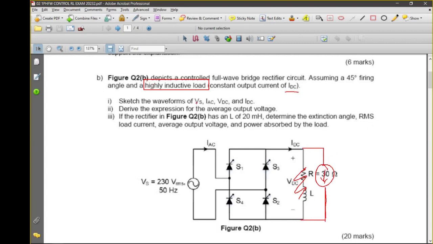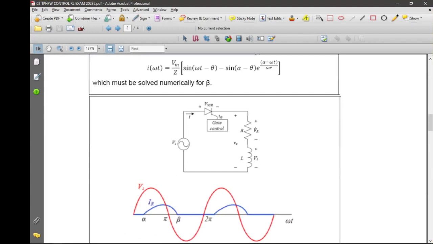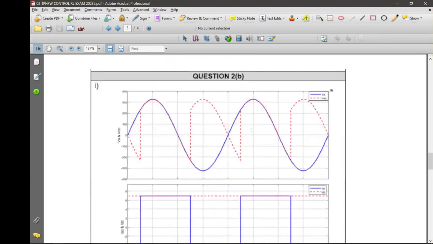So sketch the waveform of Vs, IAC, the input current, VDC, and IDC. Remember, we have a 45-degree firing angle, and the rest. So let's have a look at the answers. So that is your question 2b.